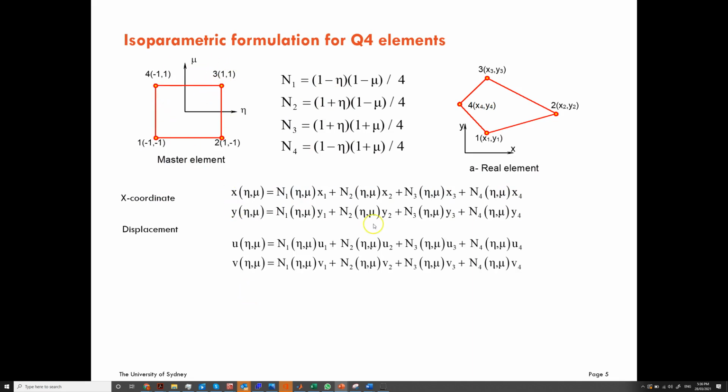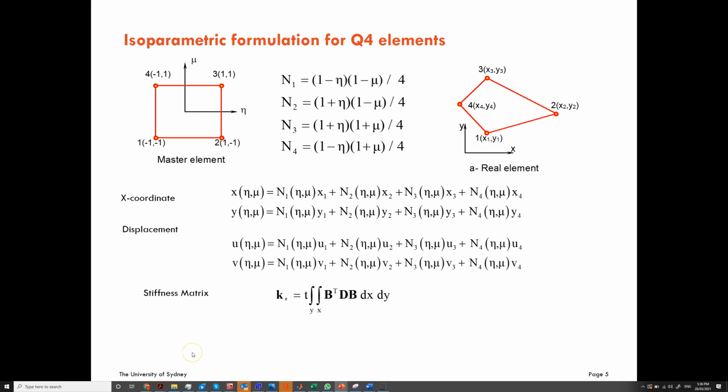Now the displacements. The finite element displacement of this element can be expressed as before as a combination of the nodal displacements here in the Cartesian coordinates, and it happens that the coefficients of these linear combinations correspond to the same shape functions. So it means that the geometry and the displacements are represented by the same parametric formulations. Hence, it's called isoparametric formulation.